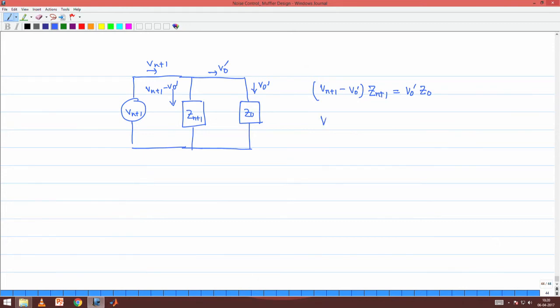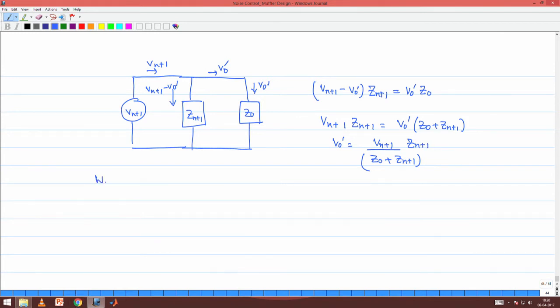So, therefore, what you have is Vn plus 1 Zn plus 1 is equal to V0 prime into Z0 plus Zn plus 1, and finally, V0 prime is equal to Vn plus 1 divided by Z0 plus Zn plus 1, into Zn plus 1, right.